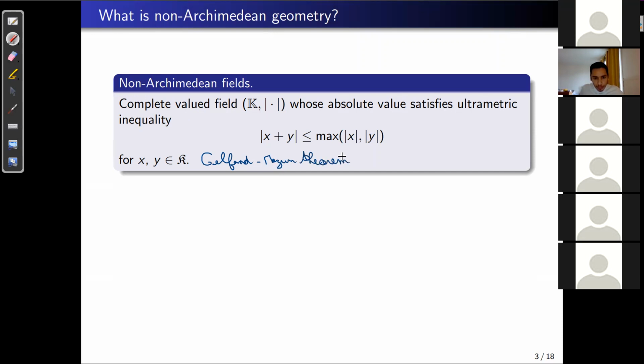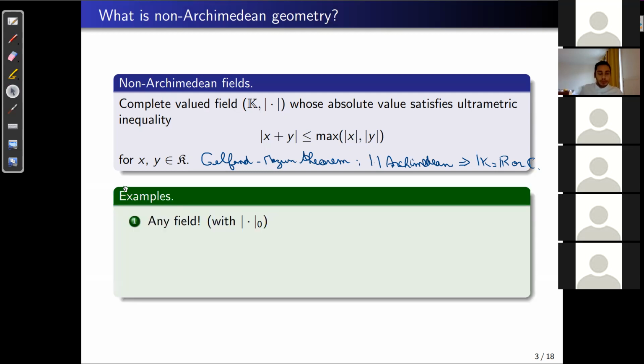So I hope you can read this. So if this is Archimedean, then K is isomorphic to R or C, sorry. Any other complete field then has to be non-Archimedean, a complete valued field.